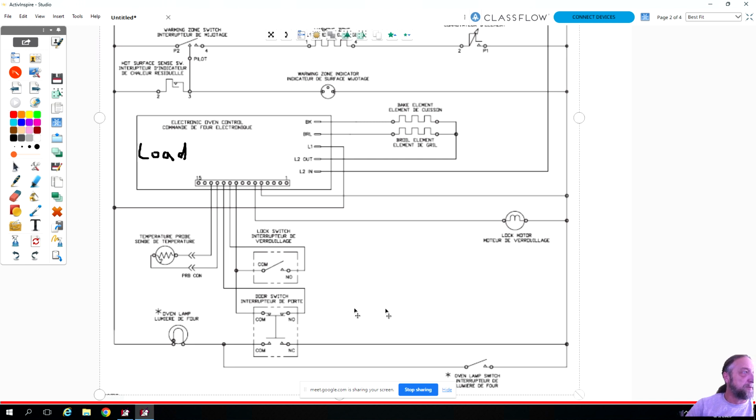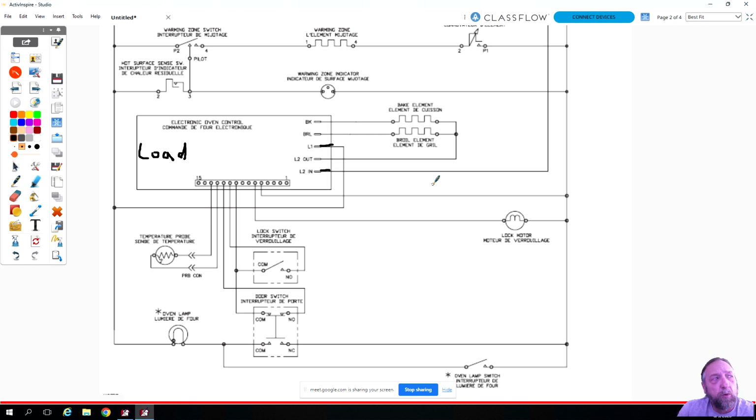You have power coming in from L1, and then from L2. Okay, we got power in L1 and L2. Most control boards do not use 120 for the board itself to light up. Now, there are 240 volt boards out there, but most of them require 120 volt input for the board to light up. So on L1 and L2, how much voltage is that?